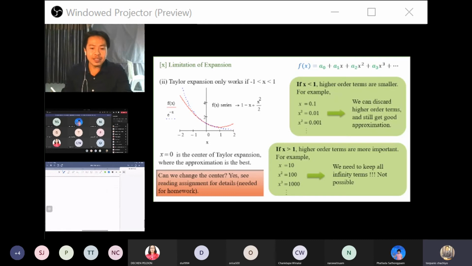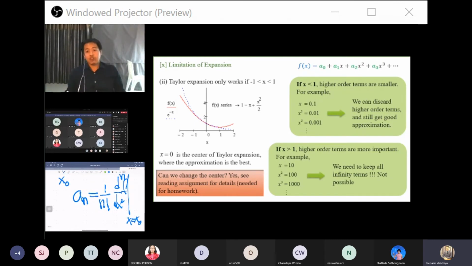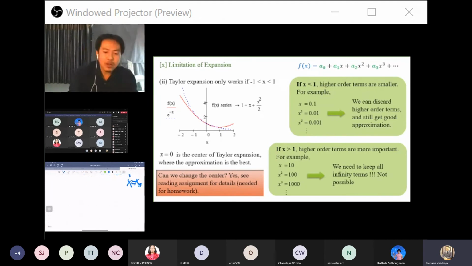If you want to expand the Taylor expansion for some other center, let's say the center around x0, where x0 can be the number 0, can be the number 1, and so forth. The formula for coefficient an is equal to 1 over n factorial, like before, and then the derivative to the n power of f, but then you substitute x equal to x0 instead.